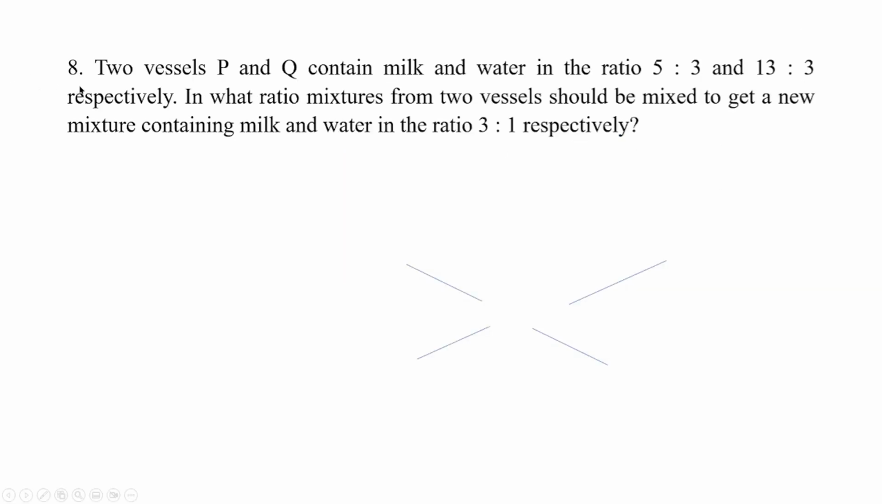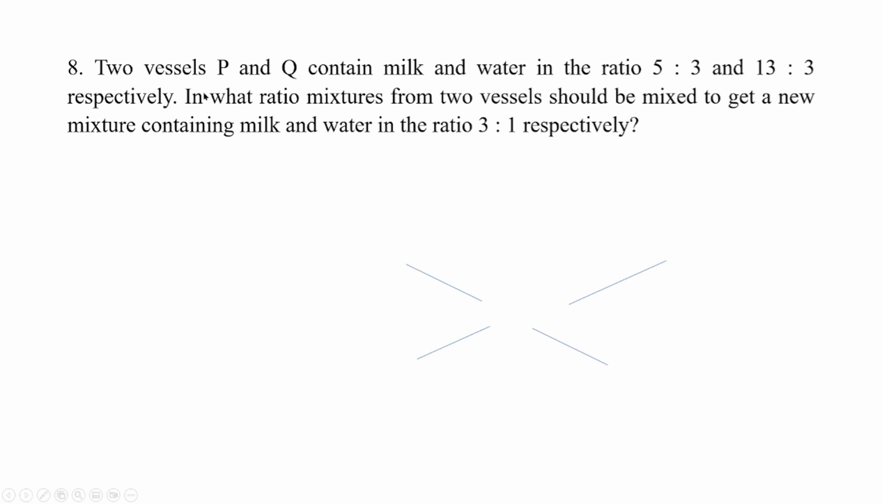And now moving on to the next question. Some of these questions I have taken from the M.L. Agarwal book and the others from the R.D. Sharma book. Two vessels P and Q contain milk and water in the ratio 5:3 and 13:3 respectively. In what ratio should mixtures from these two vessels be mixed to get a new mixture containing milk and water in the ratio 3:1 respectively?